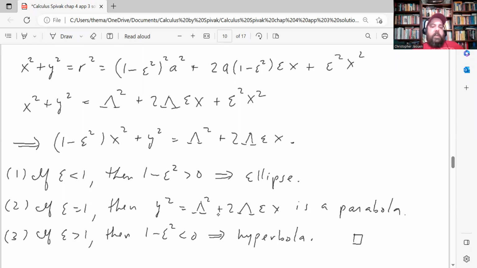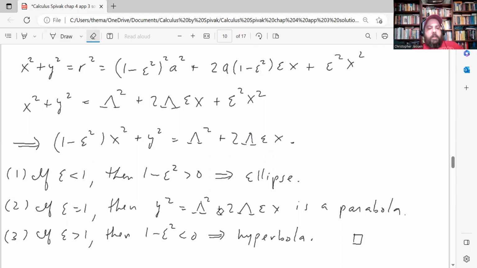Then if epsilon is less than 1, then 1 minus epsilon squared is positive, so you get the equation of an ellipse. Because if this is positive, then you get a sum of positive terms here equals this expression, and from the general equation of a conic section, that gives you an ellipse.